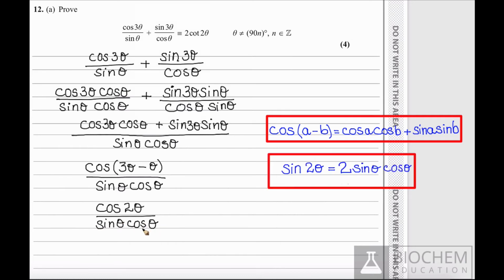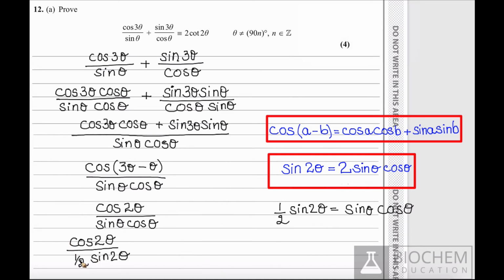Looking into the denominator, we can simplify this by using the double angle formula for sine. We know sin 2 theta is equal to 2 sin theta cos theta. We can divide both sides by 2, and that will become half sine 2 theta equals sine theta cos theta. So the denominator is equal to half sine 2 theta. Writing the denominator as this, we can write this as cos 2 theta over half sine 2 theta.